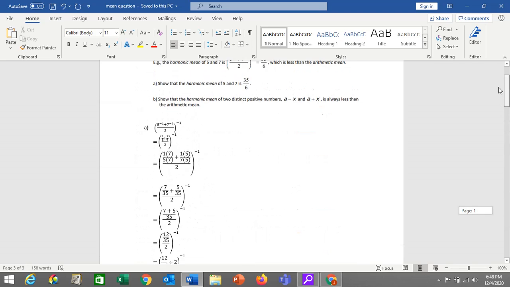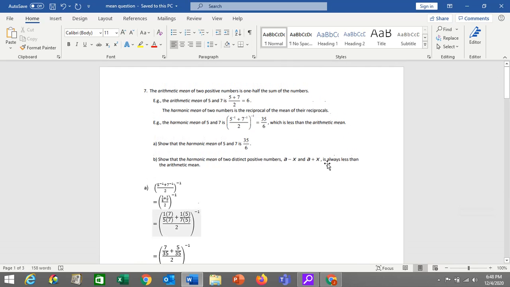But if we look at our question, it says that it's a harmonic mean of 2 distinct positive numbers. Distinct means different. If x is 0, then you don't have 2 distinct positive numbers. What you would have is a and then a again, right? If I have a minus 0 and a plus 0, both of those just give you a. So x can't be 0. So we don't have to worry about that.